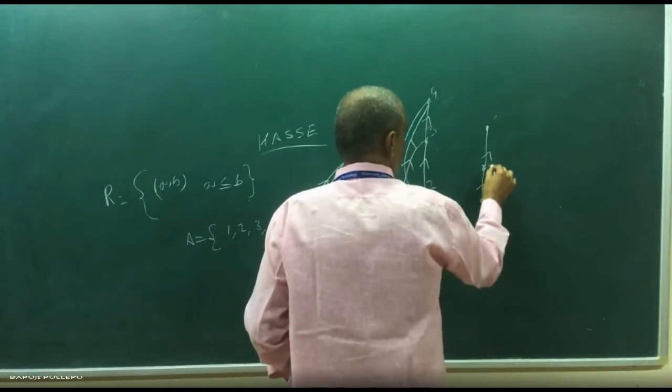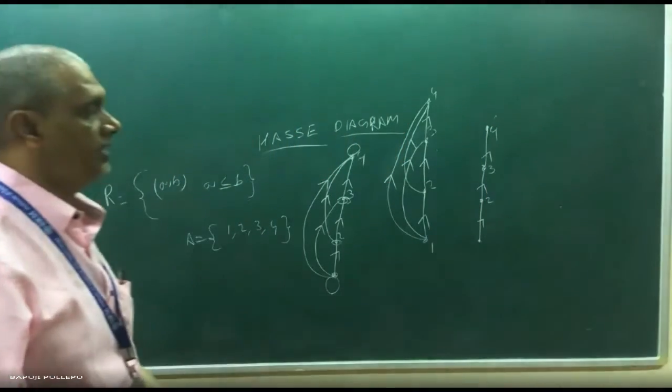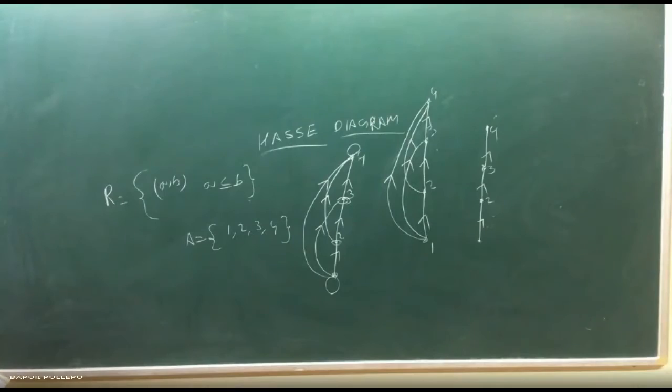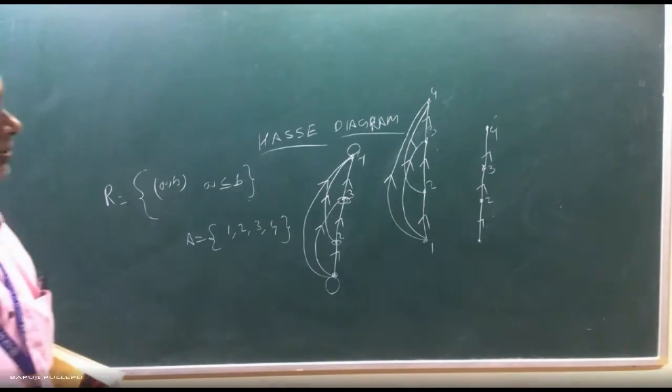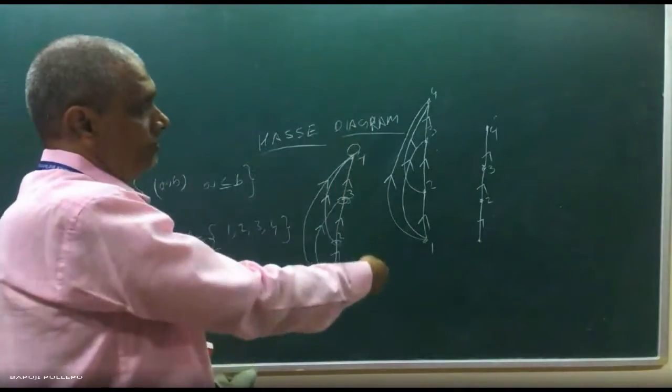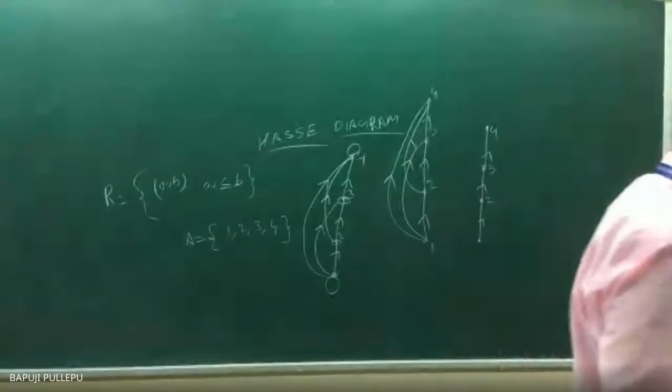So 1, 2, 3, 4. It's obviously understood: 2 less than or equal to 1, 3 less than or equal to 2, 4 less than or equal to 2, 4 less than or equal to 3, then 2 less than or equal to 4, that is 1 less than or equal to 2. So the relation is, always, understood.